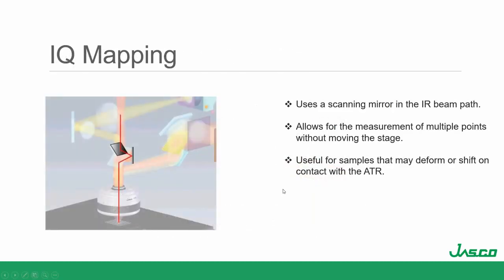IQ mapping is unique to JASCO, and the way it works is that light comes through a steering mirror and is reflected back onto the sample. As the scanning mirror moves, it moves where the instrument is getting its signal from. So without moving your objective, you can still take a map. It's very useful for samples that may deform or shift in contact with the ATR. When you move the ATR, the sample may not be in the right spot after it shifts.